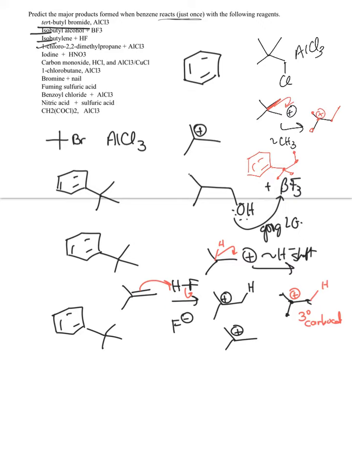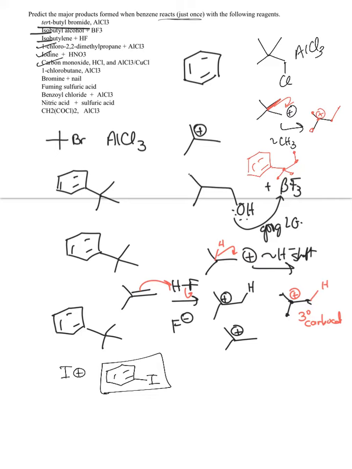Okay, the next one is iodine with nitric acid. That gives you the iodonium species. When this reacts with benzene, it just basically iodinates benzene. I told you you didn't need to know carbon monoxide, HCl, aluminum trichloride, and copper chloride. It is in your book.